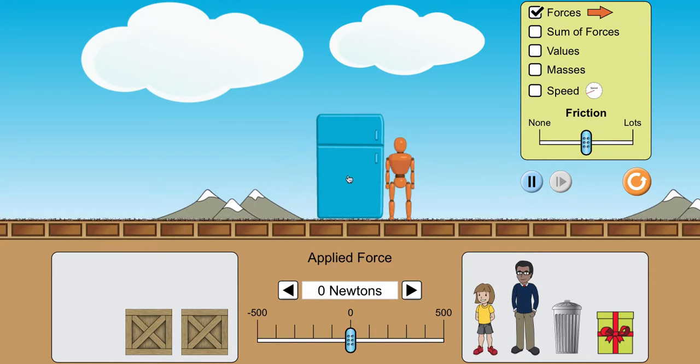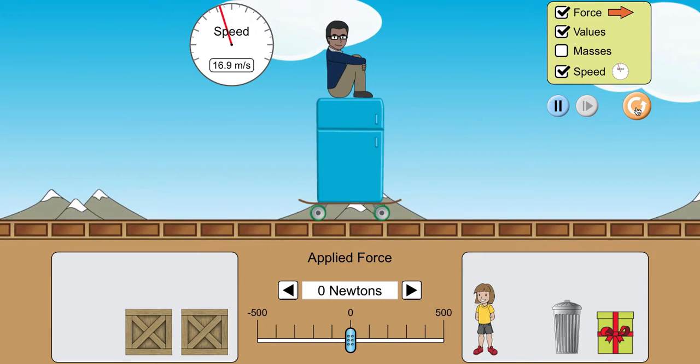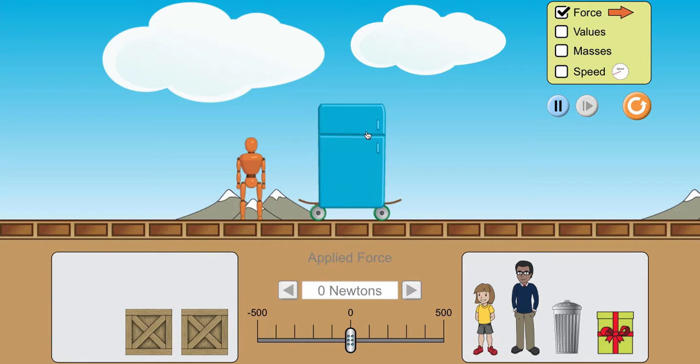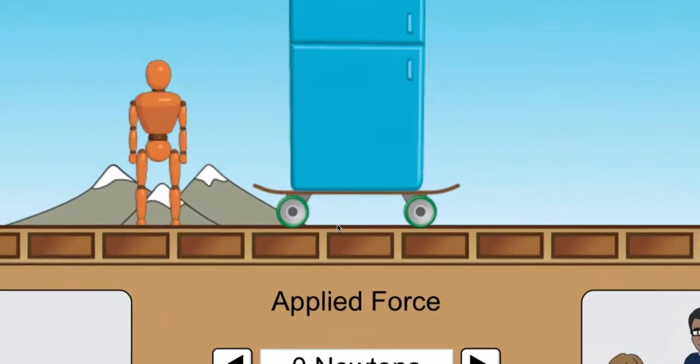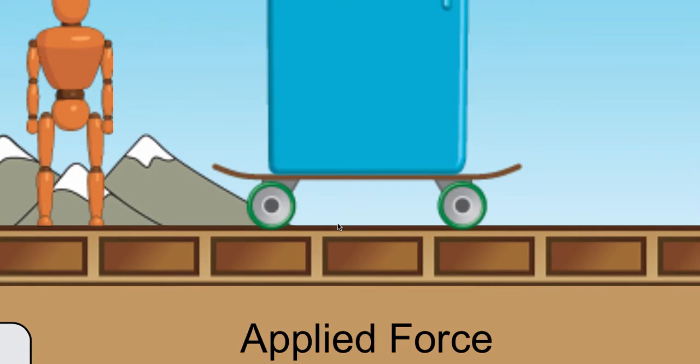Now, what happens when I start to apply what's called rolling friction? Let me reset this. Let me put my refrigerator now on a skateboard. Before I get this moving, notice that my rolling friction situation is much different than my static friction, because now I have less contact with the floor.